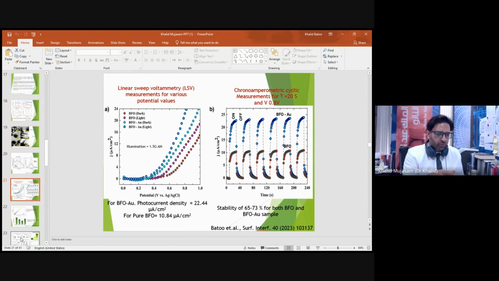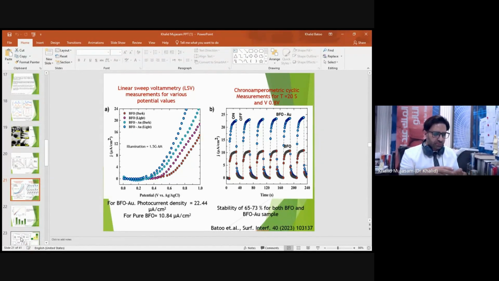By looking at the photocurrent density, how much energy was generated, we illuminated this material with 1.5 G intensity of light, and we tested the material in two different aspects. For example, in the pure BFO, we did the experiment in the dark mode and in the light mode. And similarly, in BFO decorated with the gold, again in the dark and in the light.